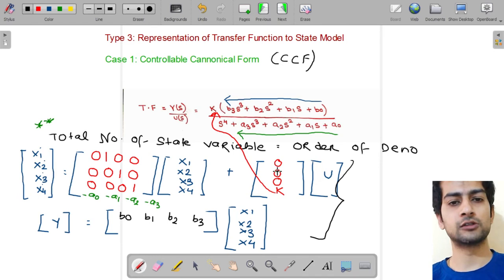For matrix B, all rows will be 0. We will get a term only in the last row, and that is the gain of the transfer function. For matrix C, take the coefficients of the numerator in reverse order without opposite sign. So this is our controllable canonical form.